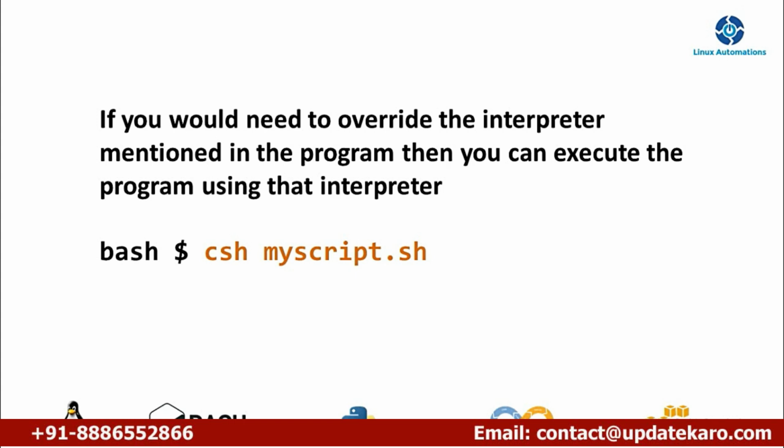Assume my script.sh has a bash shell mentioned in its shebang. Let's say you would like to execute this particular script with C shell, yes, it is possible. You can execute that particular script with csh and your script name. The default interpreter mentioned in that program will be disabled, and your script will be executed using the interpreter which you are using to execute this particular script. So your myscript.sh is going to execute with C shell.